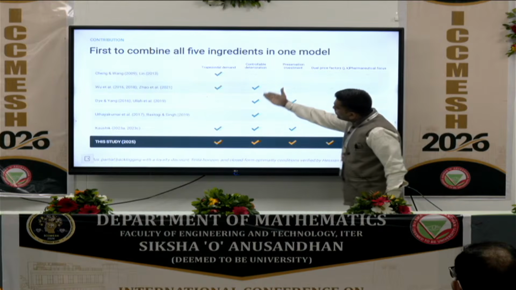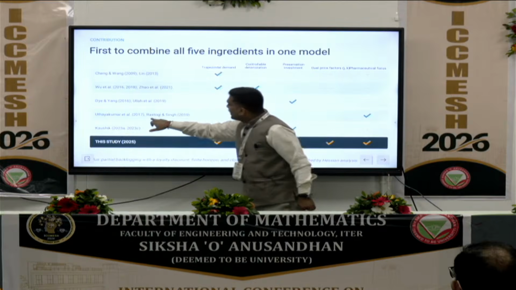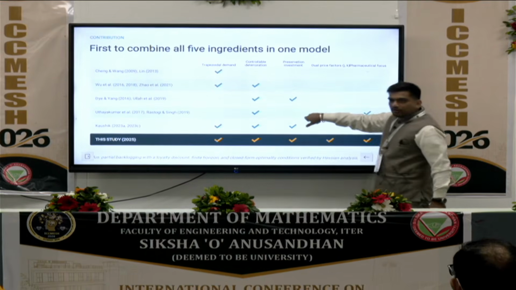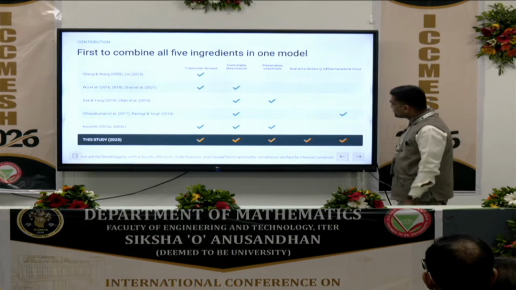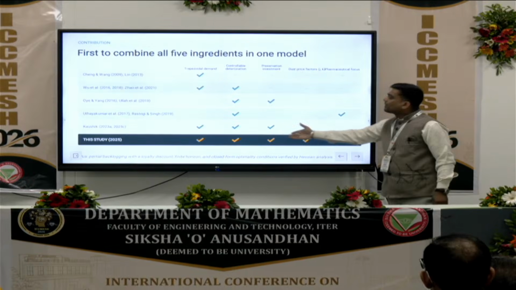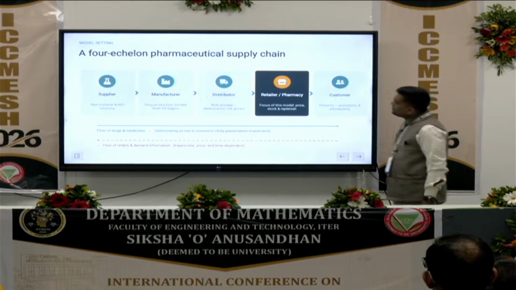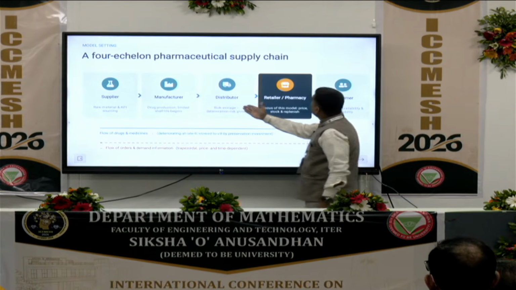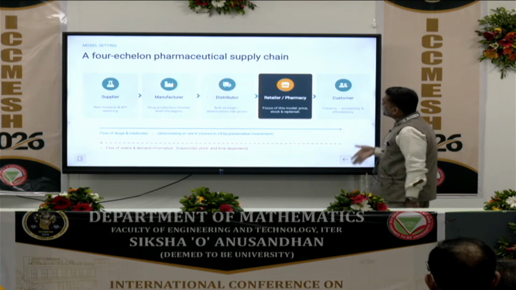So few researchers, Uthay Kumar and Rastogi Singh, wrote a few papers on it, but they consider only the time dependent demand function. In this study, I consider price and time dependent and dual price factor. As I already told you, there are suppliers, manufacturer, distributor, retailer and customer. We are focusing on the retailer for pharmaceutical items.